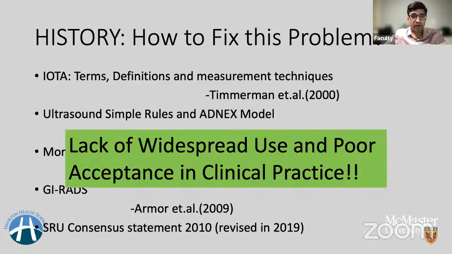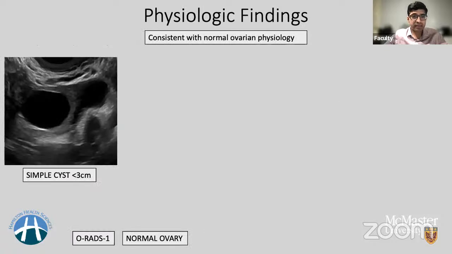The most important thing to consider here is what caused problems for all of the previous versions of this attempt to standardize: lack of widespread use and poor acceptance in clinical practice. So it is our responsibility that we start using the lexicon appropriately so that there will be fewer issues of inconsistent reporting. So now let's look at how ultrasound most of the times helps you.